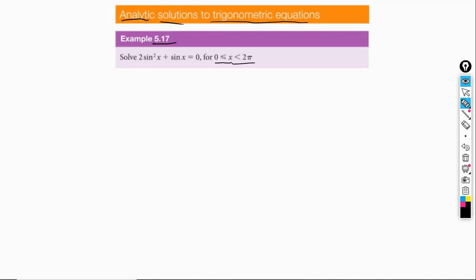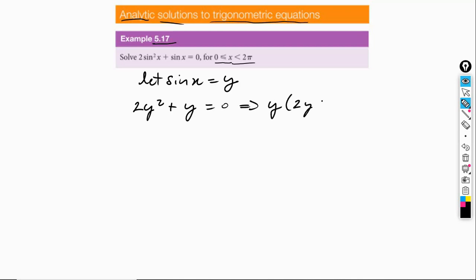So some people prefer to use a substitution. So we can say let sine of x equal y, and then we can rewrite this equation as 2y squared plus y is equal to 0. And then we can rearrange it. We always want to factor. So here we can have a factorization by means of common factor. So y times 2y plus 1 is equal to 0.